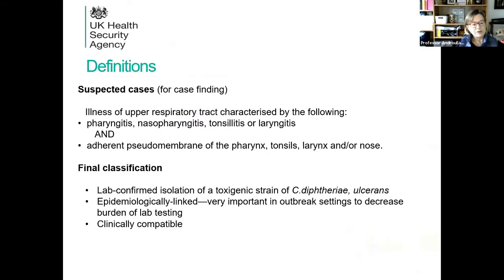Okay, so what is the clinical definition of a case of diphtheria? So these are the case definitions. The suspected case is an illness of the upper respiratory tract characterized by pharyngitis, nasopharyngitis, and the presence of this pseudomembrane. The final confirmed case is based upon the isolation of a toxigenic strain of C. diphtheriae or C. ulcerans.